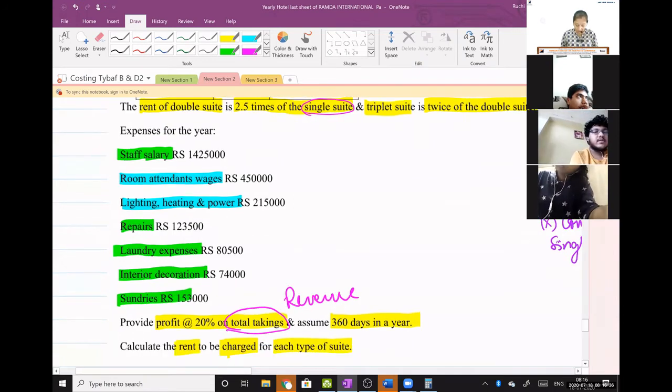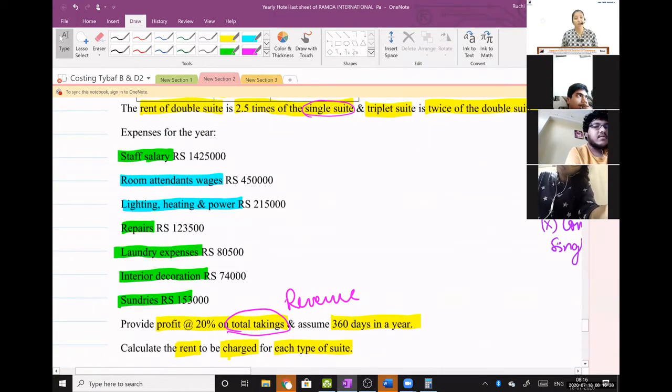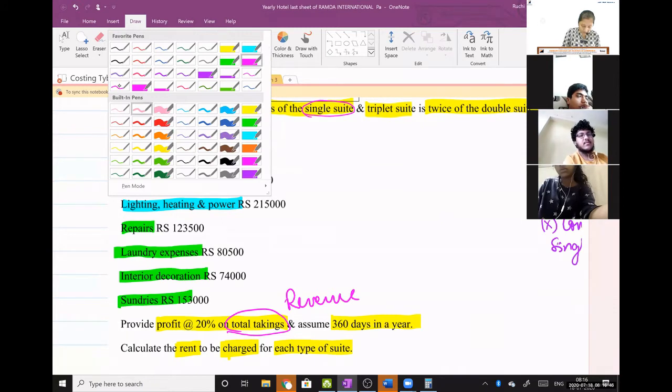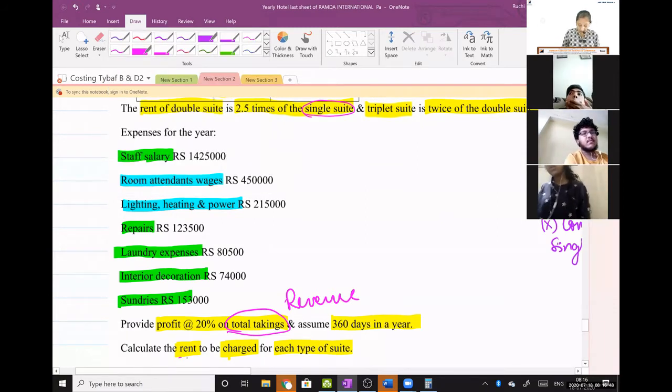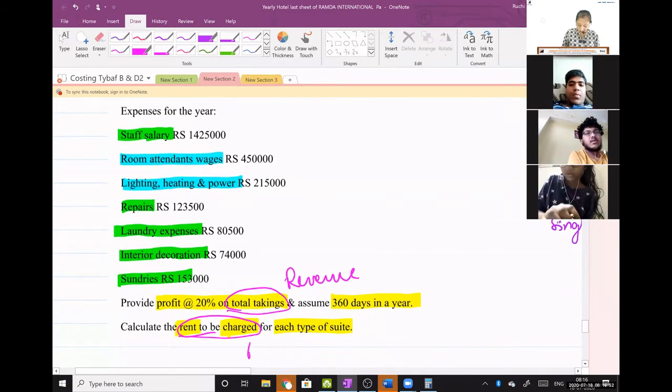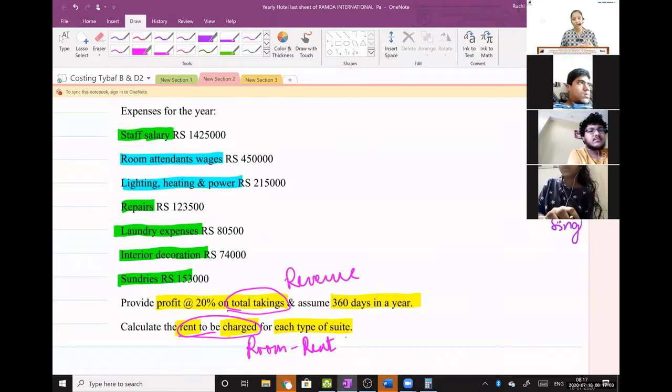Now, calculate the rent to be charged for each type of suite. Now they are asking you to calculate rent to be charged. That means room rent. Okay, for each type of suite, for single suite, for double suite, and for triple suite. Okay, clear?